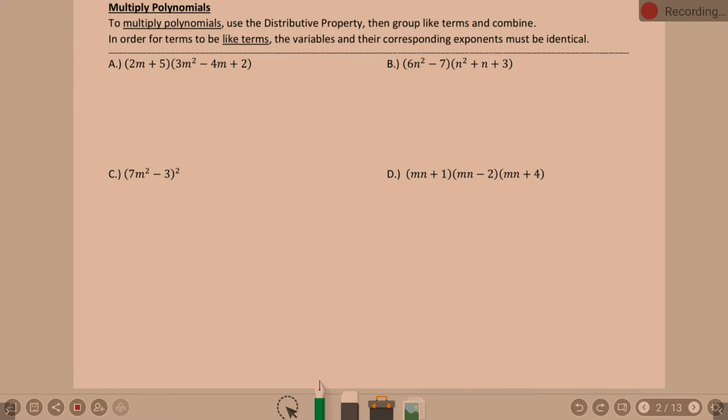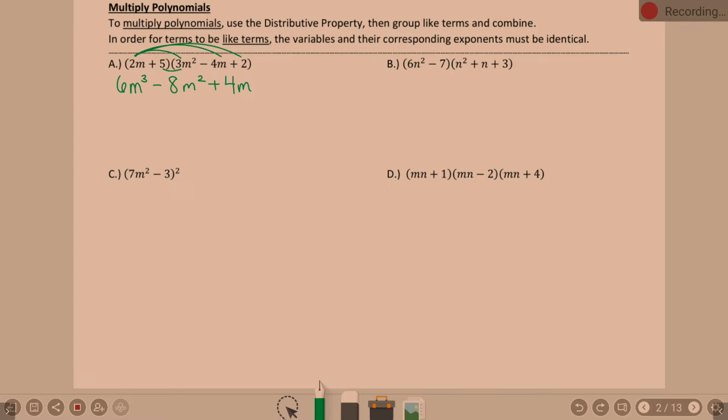Let's start with 2m times 3m squared. That's 6m to the third. Coefficients out front, you're multiplying. Exponents we will be adding when we multiply, right? I would just take the 2m and keep going. 2m times minus 4m is minus 8m squared. 2m times 2 is plus 4m. Okay, continuing along.